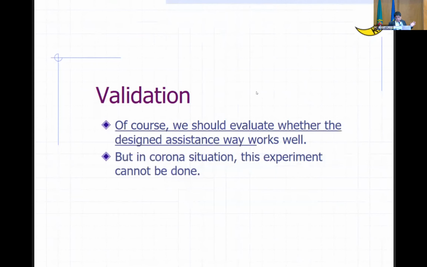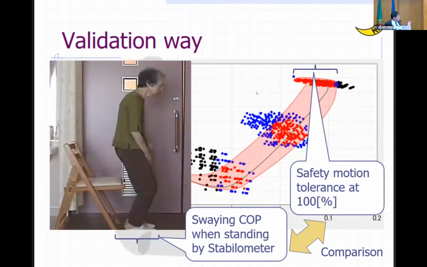Of course, we should evaluate whether the designed assistance works well. But in corner situations, this experiment cannot be done. So the validation way is here, and we compare the safety motion tolerance at 100%. This means the complete standing up posture, and how the motion can be accepted. On the other hand, the swaying of the center of pressure when standing is recorded by a stabilometer, and this data is recorded by the caring staff.